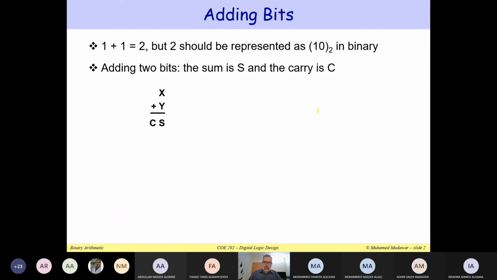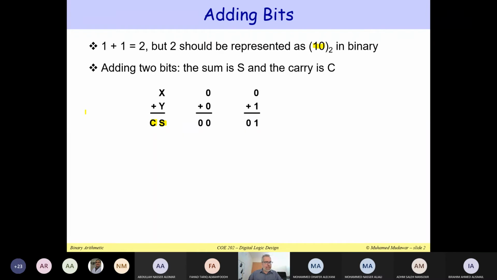So this means that when you add 1 plus 1, you get the sum equal to 0, and the carry is equal to 1. So you get 2 bits. When you are adding bits in binary, you get 2 bits. So you get a sum bit and the carry. So this is actually shown here.